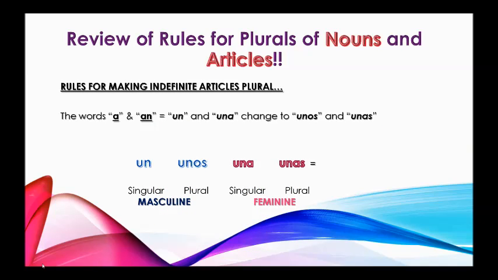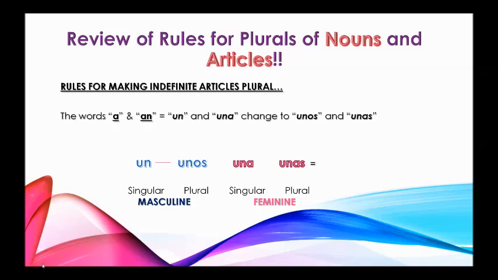All right, so now the rules for making indefinite articles plural. If you remember, indefinite articles are the opposite of definite articles. They are not specific. It's indefinite. For example, if someone said, hand me a piece of paper, they don't care what kind of paper it is. As long as it's a piece of paper they can write on, it's fine. And the indefinite articles in Spanish for a and an are un and una, and those are singular.